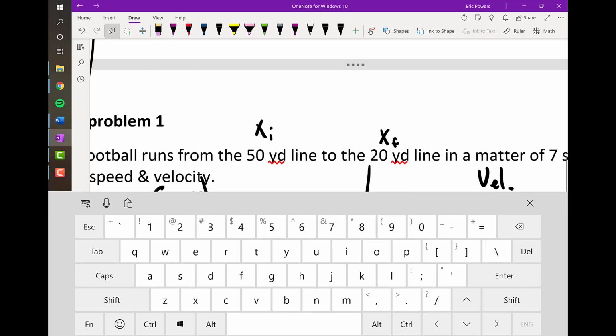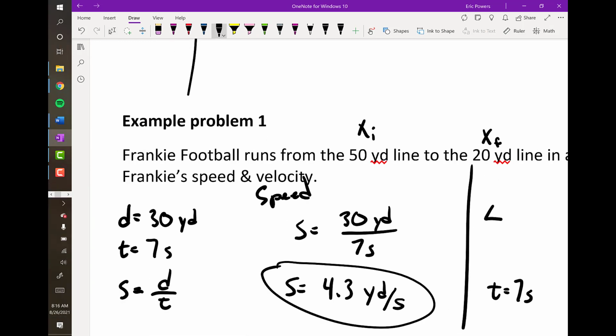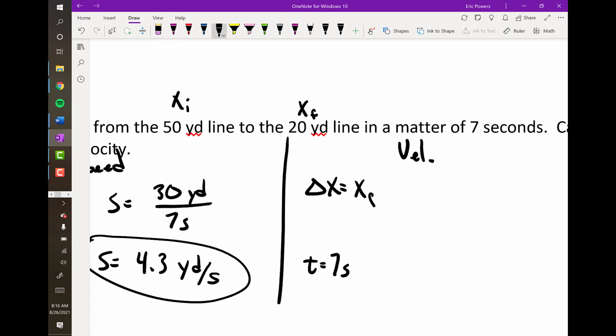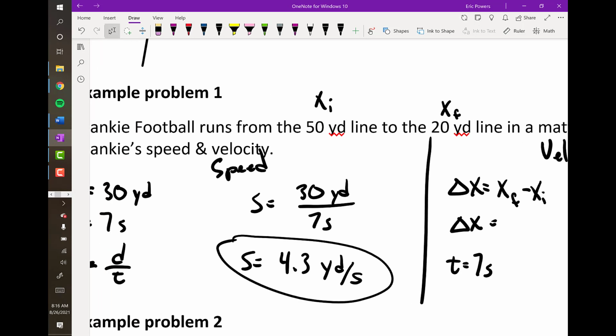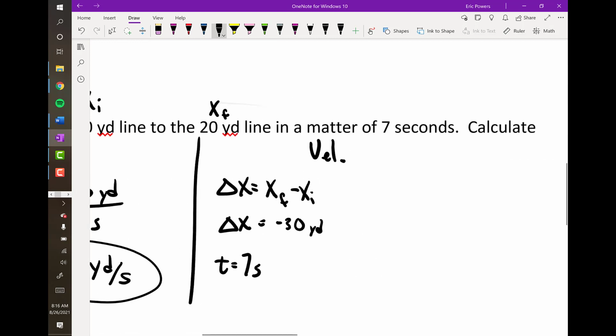Well, remember that displacement is final minus the initial, which means my displacement in this case is not the same thing as my distance over here. It's actually a negative 30 yards. Okay, because it's moving in the opposite direction.